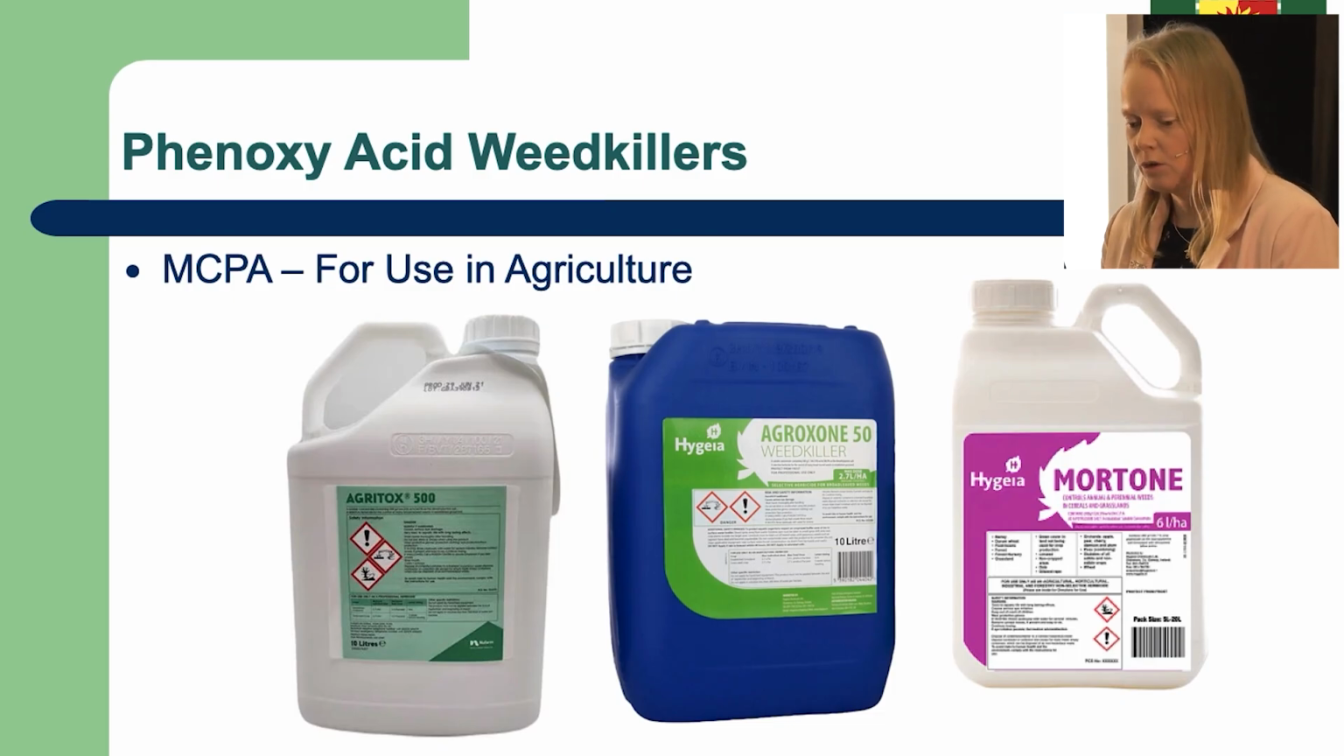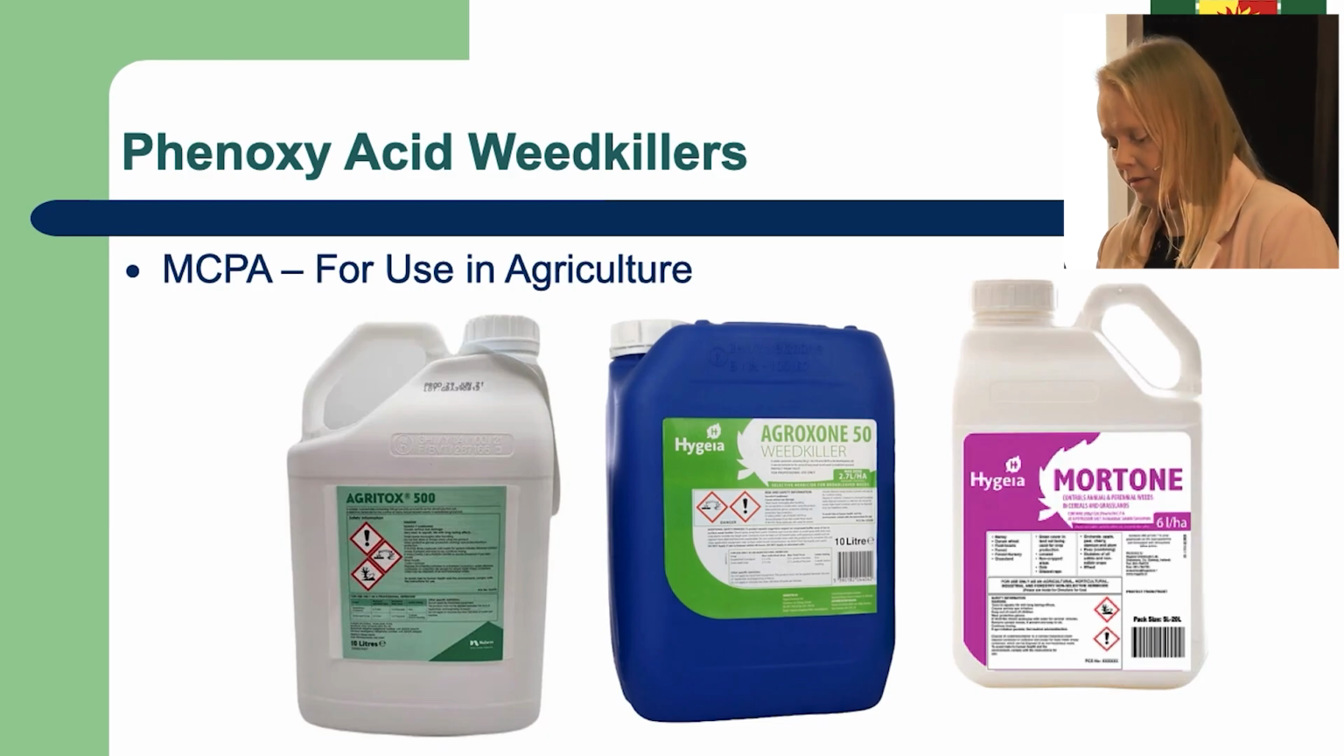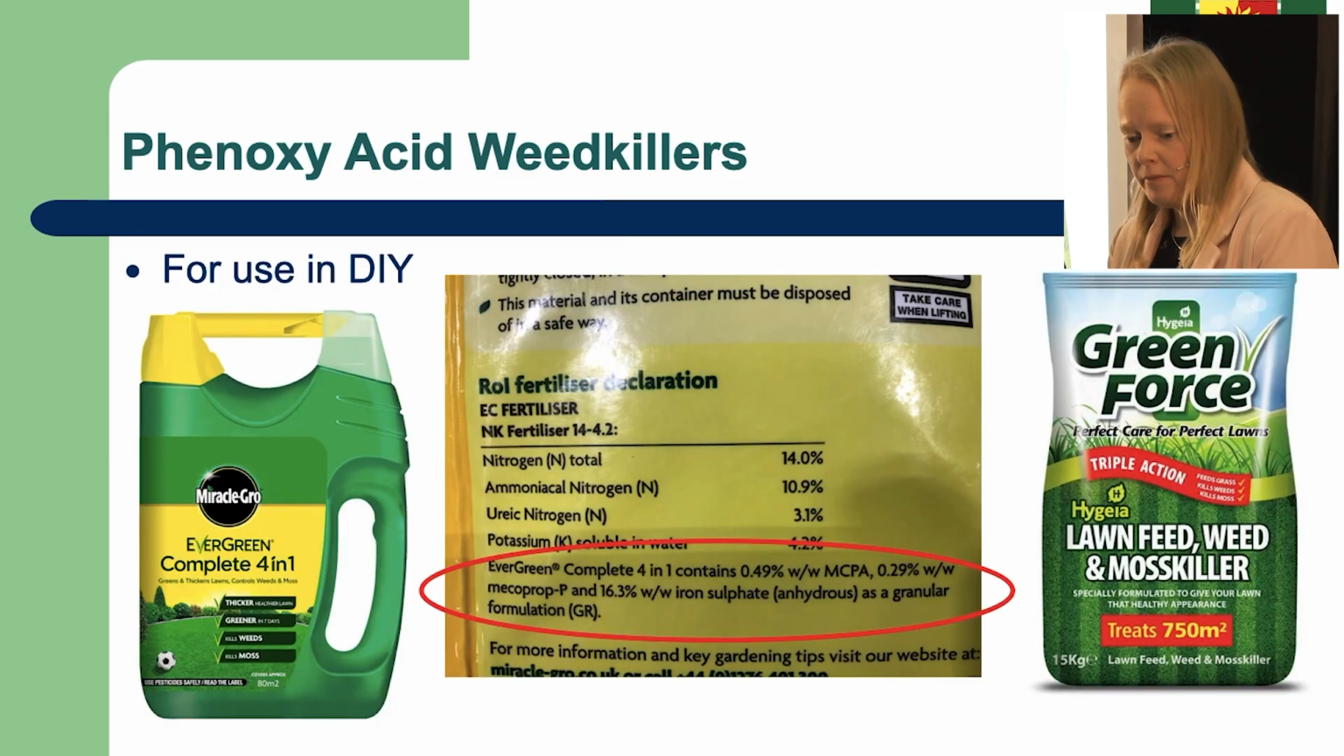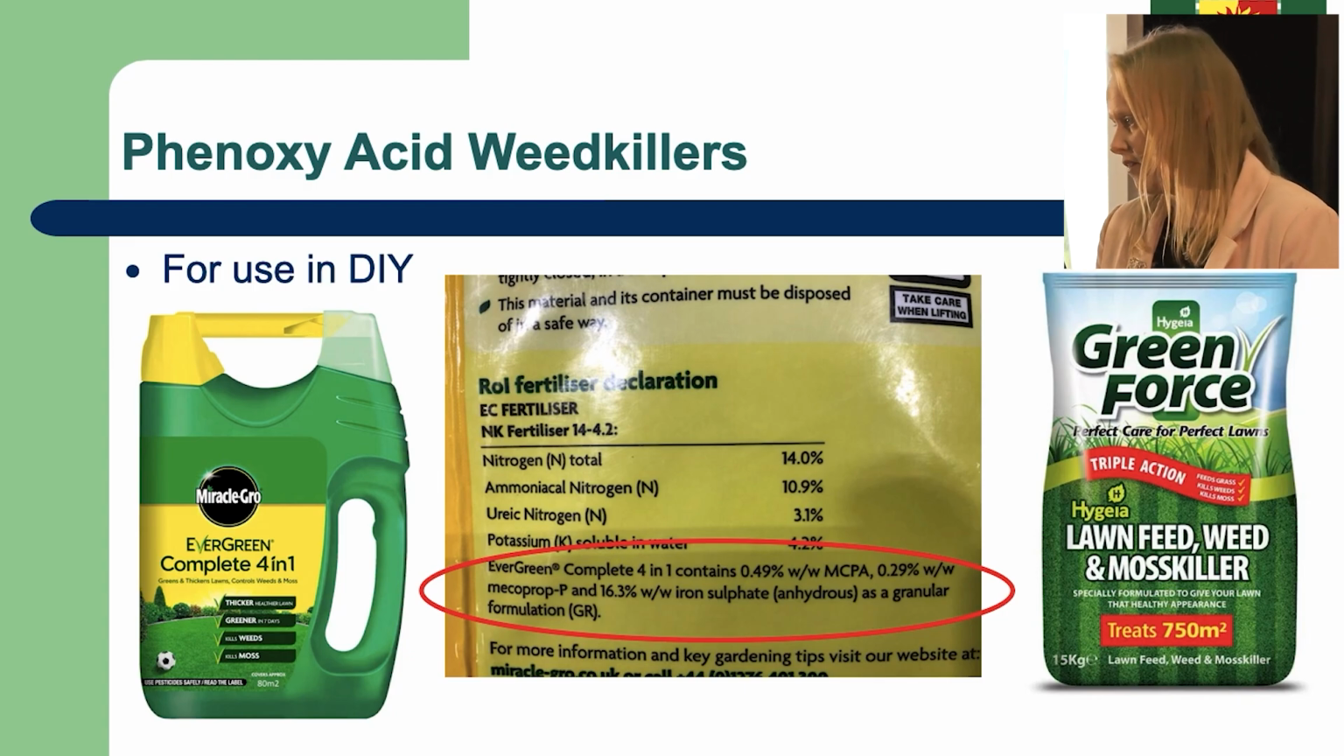To give you a couple of examples from an agricultural point of view, there are 3 examples of products that contain MCPA, the likes of Agritox, Agrotone and Mortone, and they are widely used within the agricultural industry. But these chemistries are also found in amenity and home and garden. Products such as Evergreen or Green Force, which are lawn feeds, weed and moss killers: the Evergreen pack contains both MCPA and mecoprop-P. So these are chemicals that are used widely throughout a lot of areas within the country.